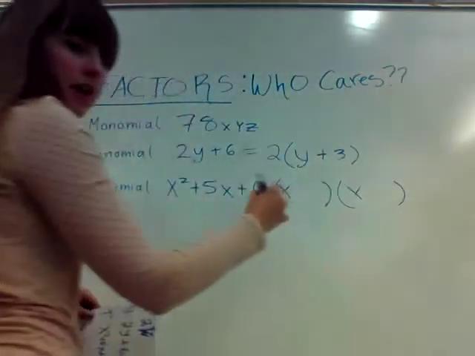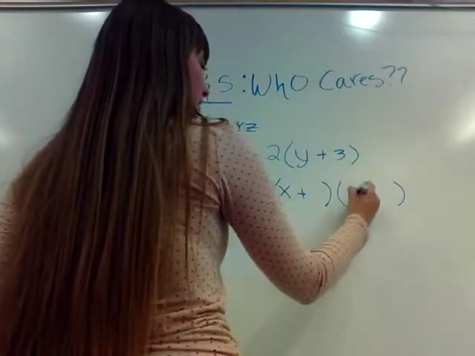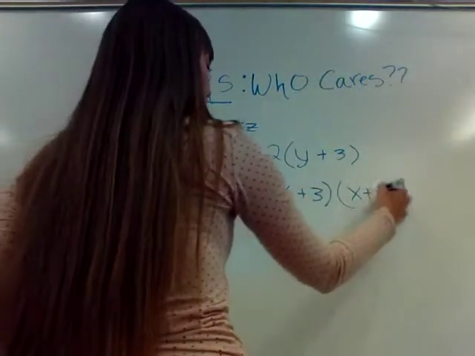So we have 2 x's for our x squared. And since it's all positive, we just have positive. And then 3 and 2.